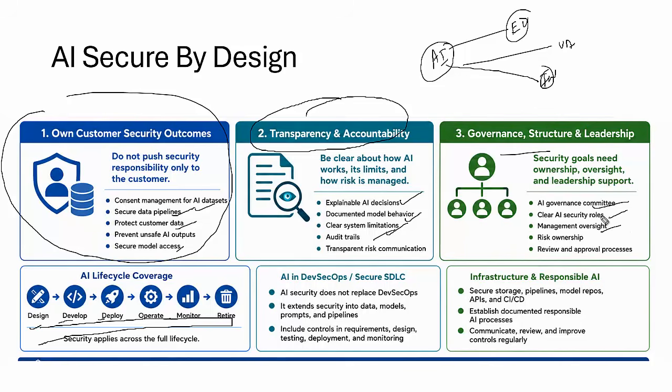Along with that, we are using AI security. It is not something replacing DevSecOps. We are using AI in DevSecOps to speed up the process. So we're just extending security into data, model, prompt, and pipeline because we are integrating data.